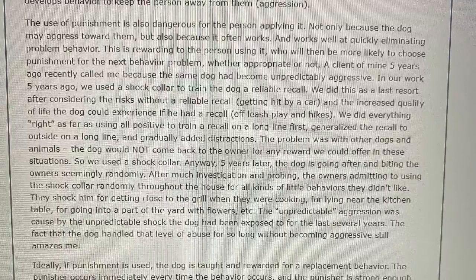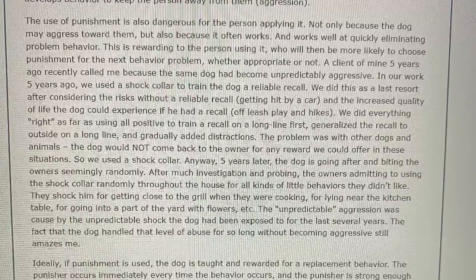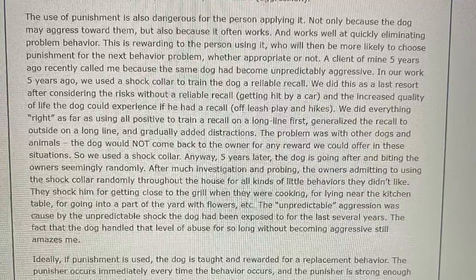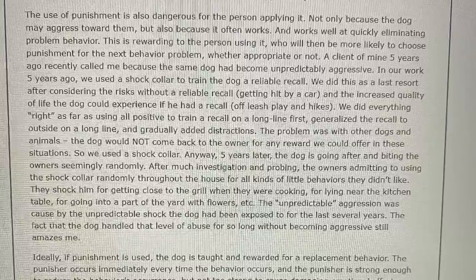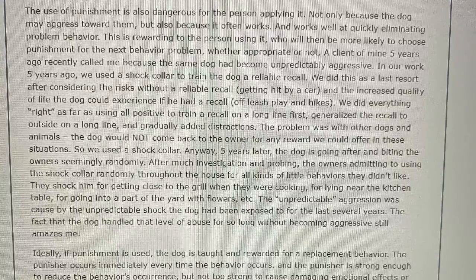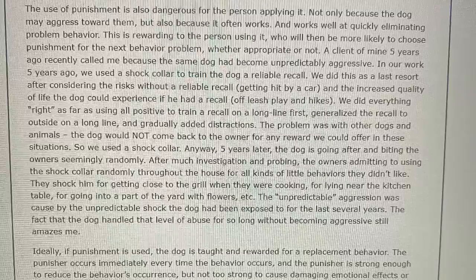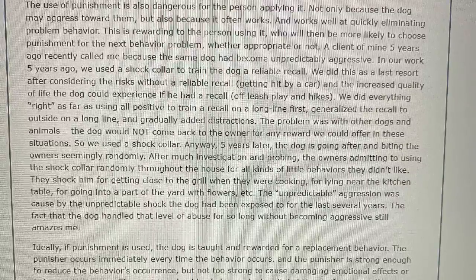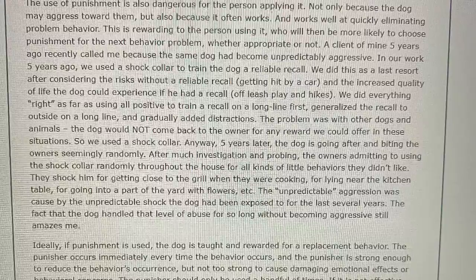The problem was with other dogs and animals. The dog would not come back to the owner for any reward we could offer in these situations, so we used a shock collar. Anyway, 5 years later, the dog is going after and biting the owner seemingly randomly. After much investigation and probing, the owners admitted to using the shock collar randomly throughout the house for all kinds of little behaviors they didn't like.